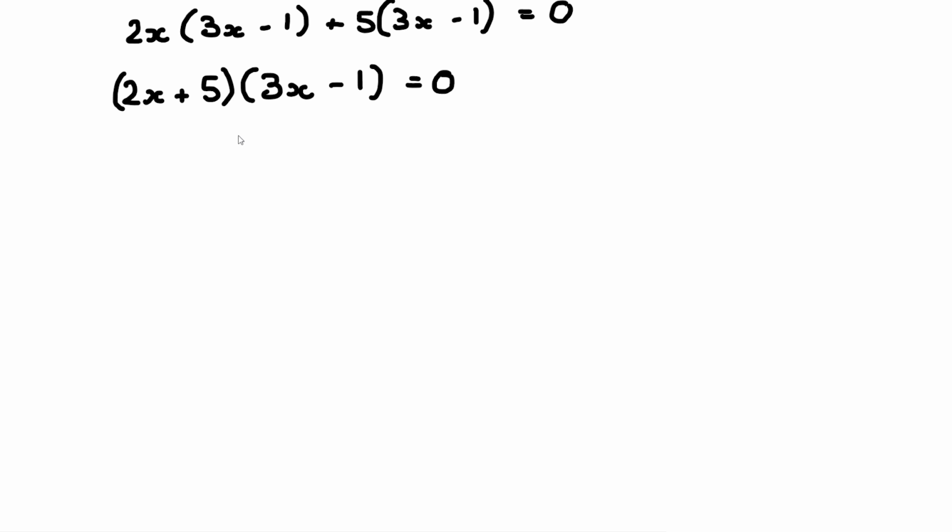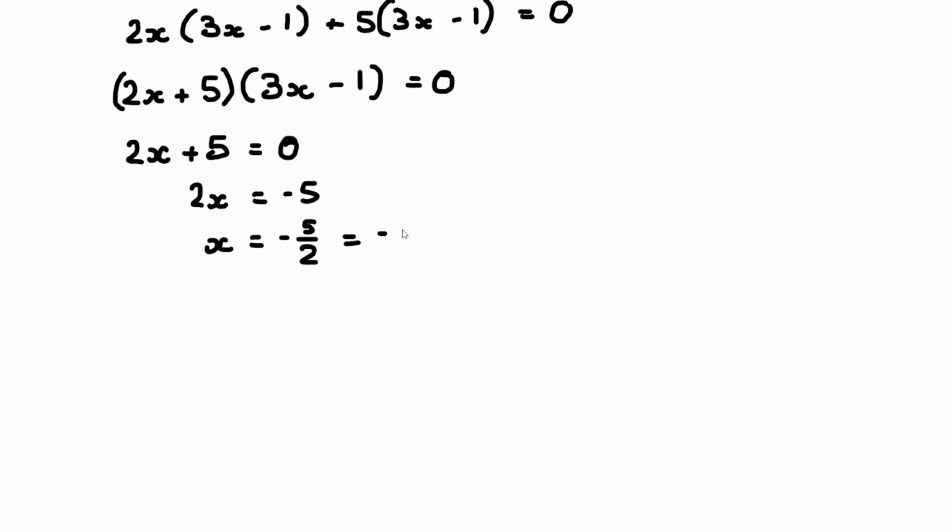So now we want to solve for both of these brackets, right? So let's start with this one. We can just equate it to 0, so 2x plus 5 equals 0, which means if we bring this 5 over, 2x equals minus 5. And then if we divide both sides by 2, we have x equals minus 5 over 2. So this is our first value of x, or if you rather write it in decimal, minus 2.5.